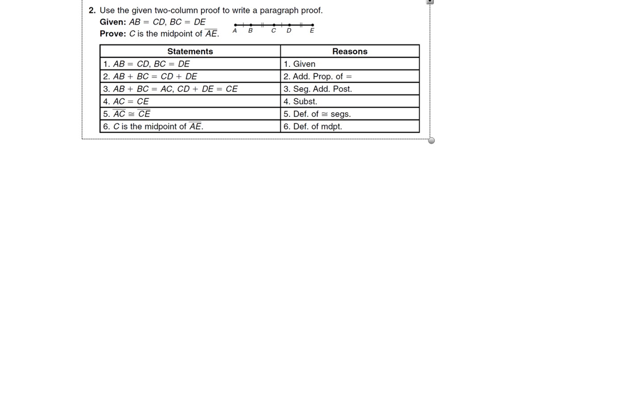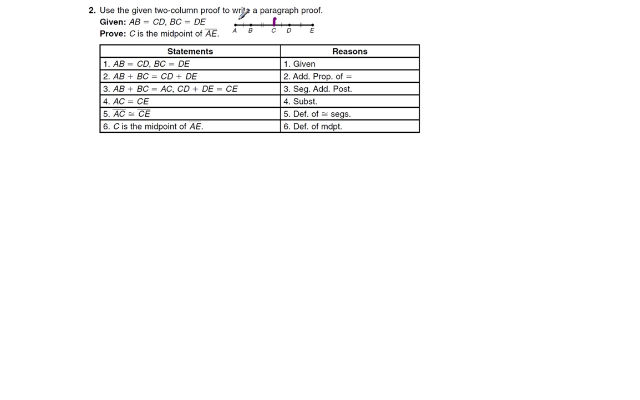So, let's take a look. It helps. We don't actually have to prove anything on our own because it's done for us. We're just basically plagiarizing and writing it all fancy like. So AB equals CD. Okay. BC is DE. Prove that C is the midpoint of AE.